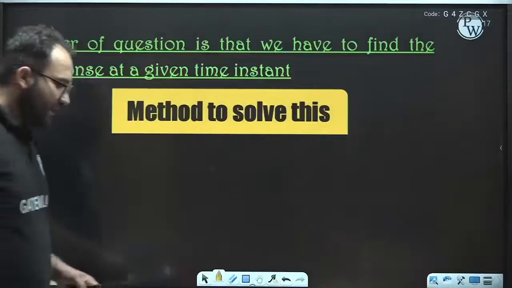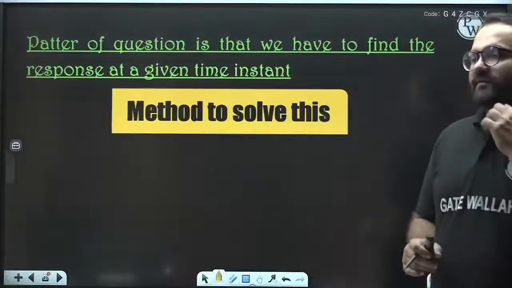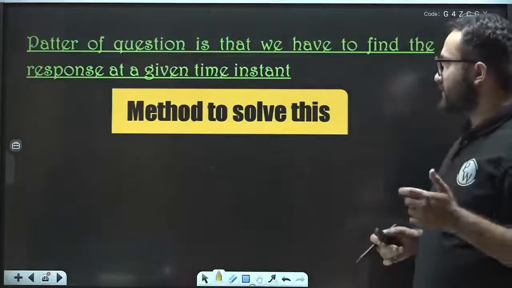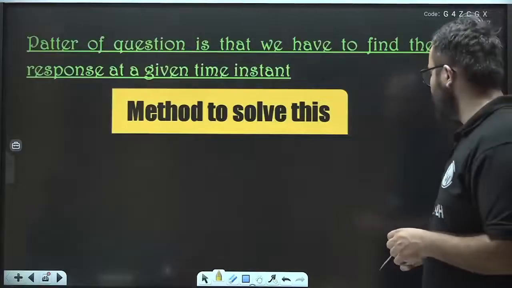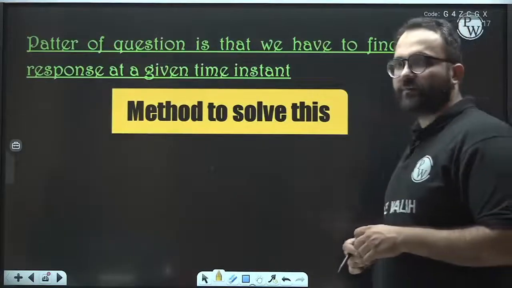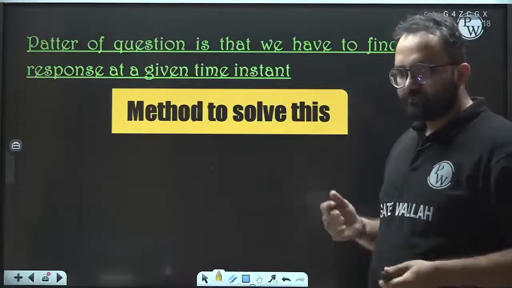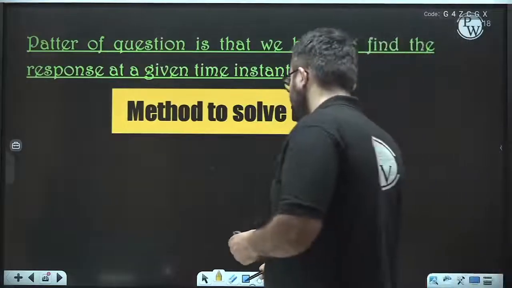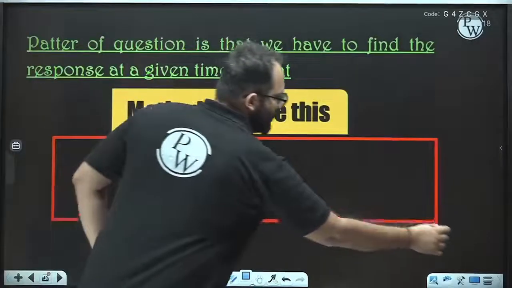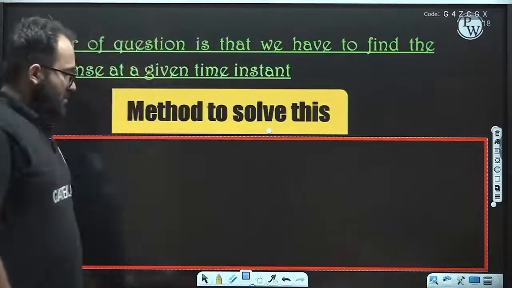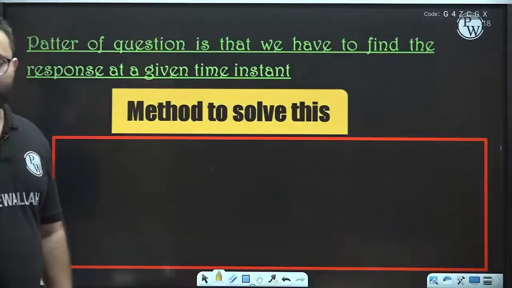So again, the same format of questions is asked in the GATE exam. That is, the impulse response is given, the input is given, and we have to find out the output at a particular time instant only. So what is the method? The method is the same as we have done in the continuous time case.